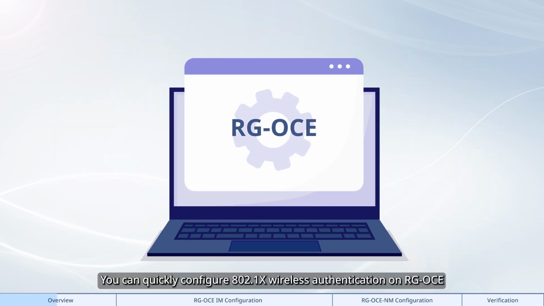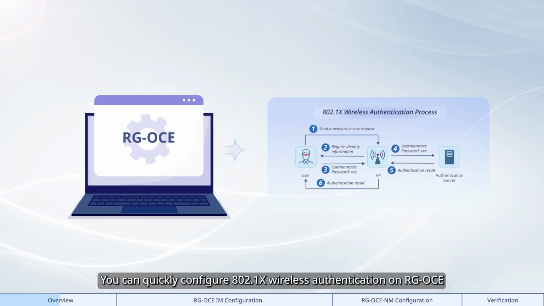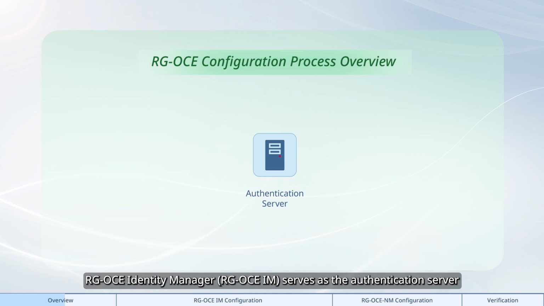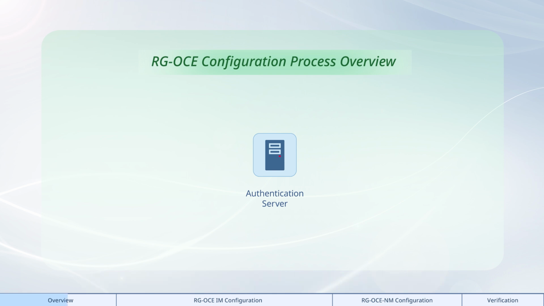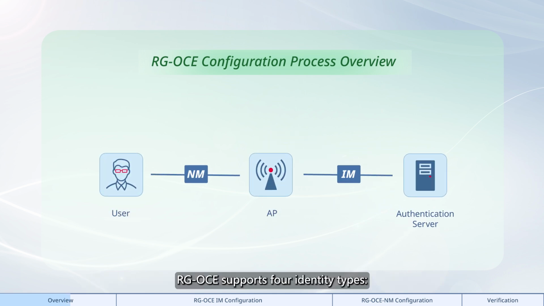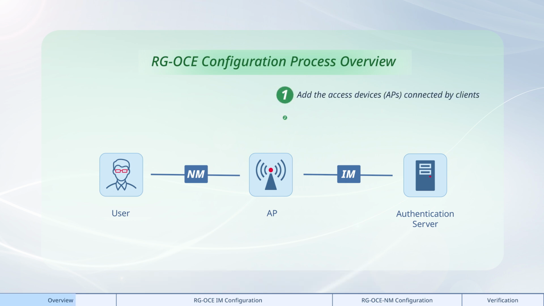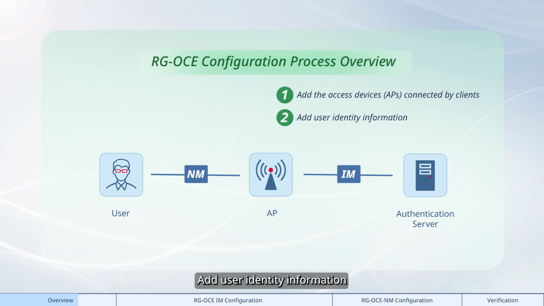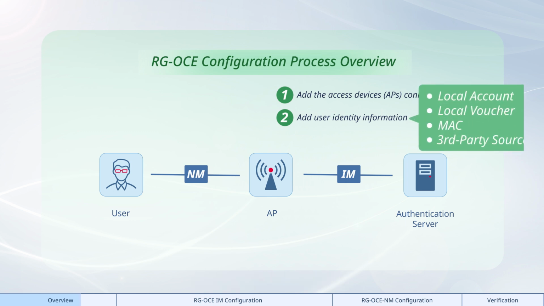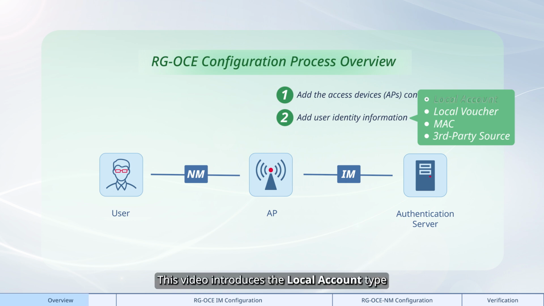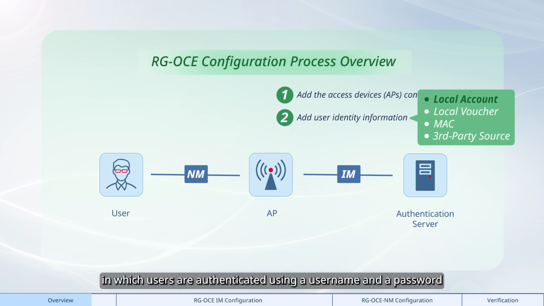You can quickly configure 802.1x wireless authentication on RG-OCE. RG-OCE Identity Manager serves as the authentication server. Complete the following configuration on RG-OCE IM. Add the access devices connected by clients. Add user identity information. RG-OCE supports 4 identity types: local account, local voucher, MAC, and third-party source. This video introduces the local account type, in which users are authenticated using a username and a password.